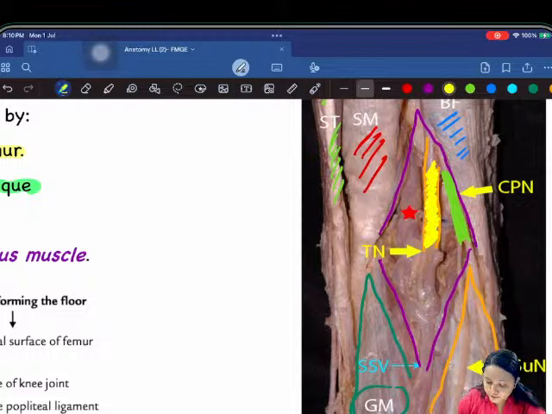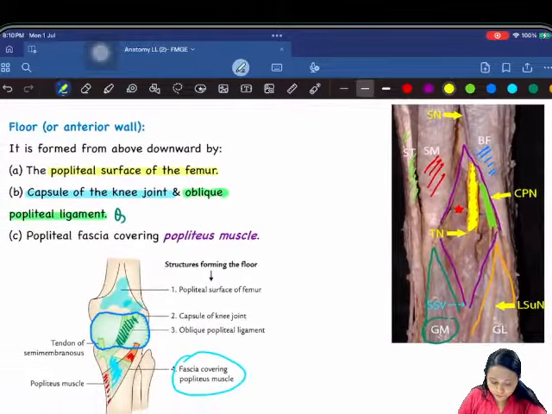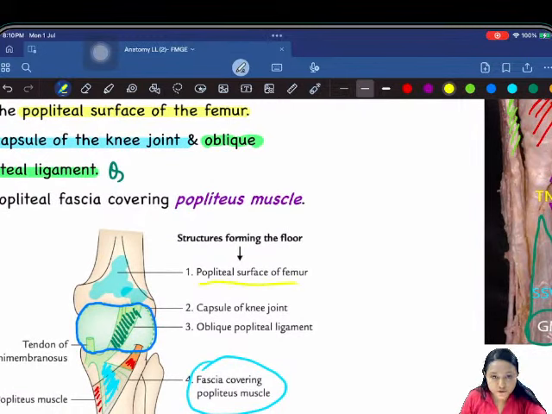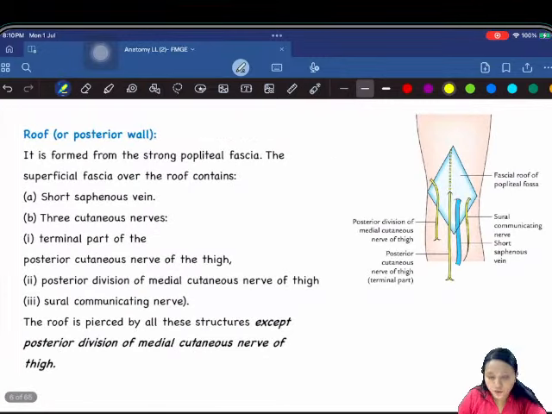There are variations also, but mostly the sciatic nerve divides in the upper one-third of the popliteal fossa into the tibial nerve and the common peroneal nerve. So the floor, we have already discussed, is formed by the popliteal surface of the femur bone, the capsule of the knee joint, the oblique popliteal ligament, and the fascia covering the popliteus muscle, that is the popliteal fascia. Now, if there is a floor, there must be a roof.